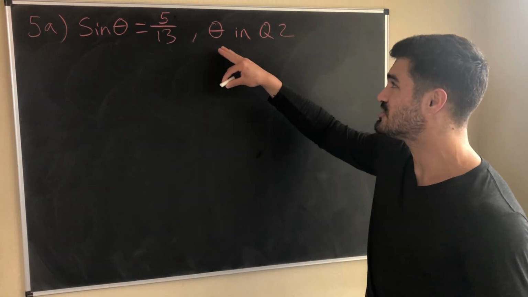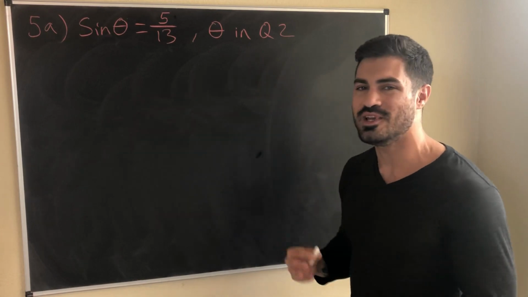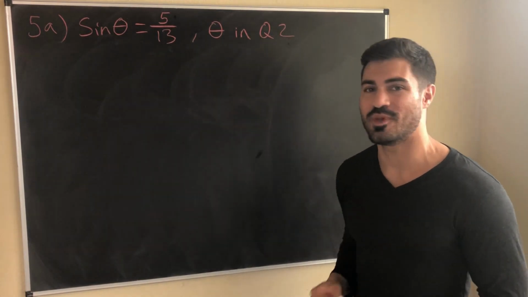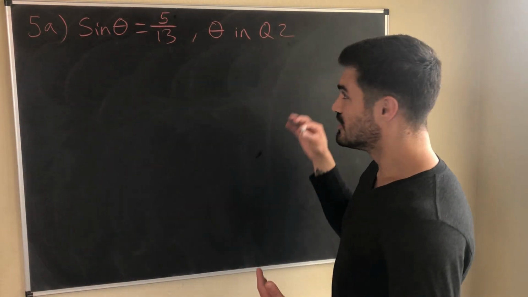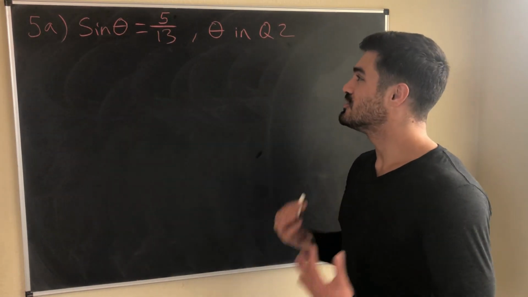We also need to understand what this theta being in quadrant 2 tells us, and why we need this information. What if I change this to theta in quadrant 1? What would that change about the problem? This is what you should be thinking about and understanding conceptually, right? So using all that information, we're going to find the exact values of the 5 remaining trig functions.